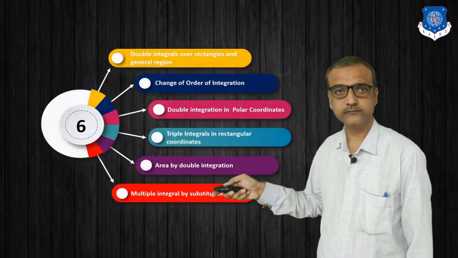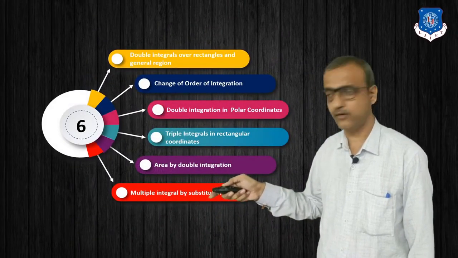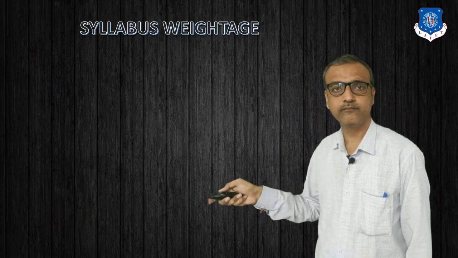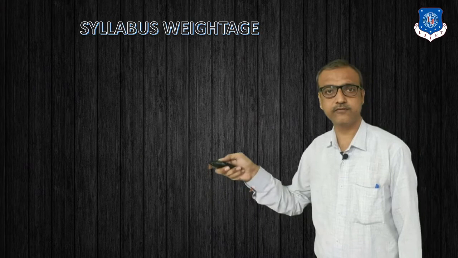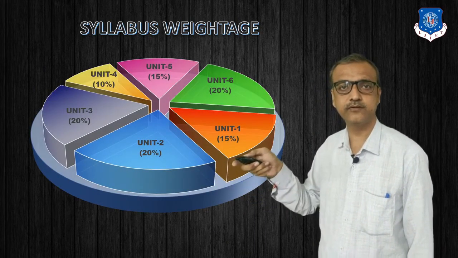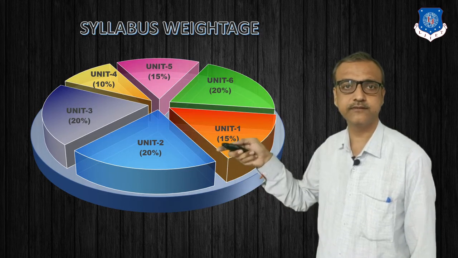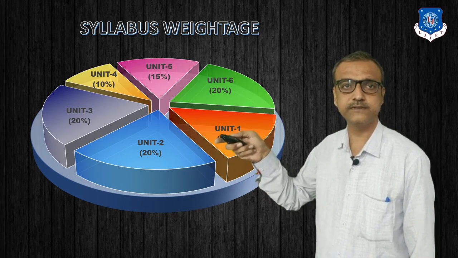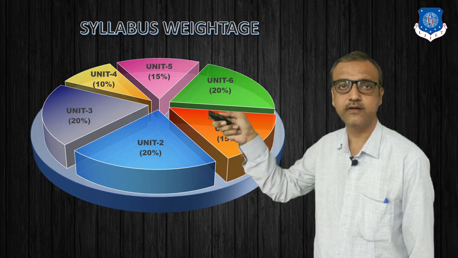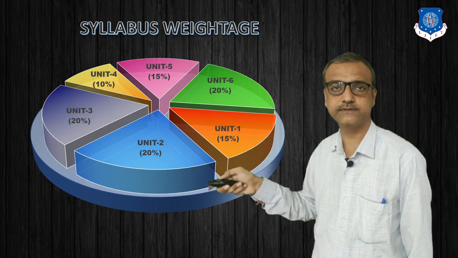Now we will see the weightage of Mathematics 1. So this is the syllabus weightage. Unit number 1 is 15%, unit number 2 is 20%, unit 3 is 20%, unit 4 is 10%, unit 5 is 15%, and unit 6 is 20 percent.